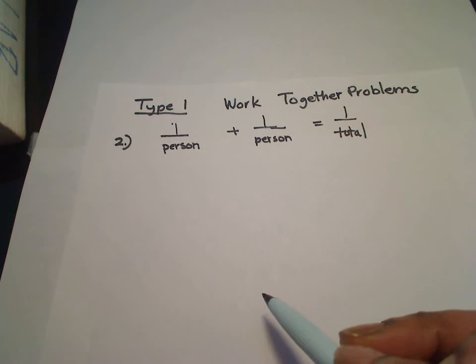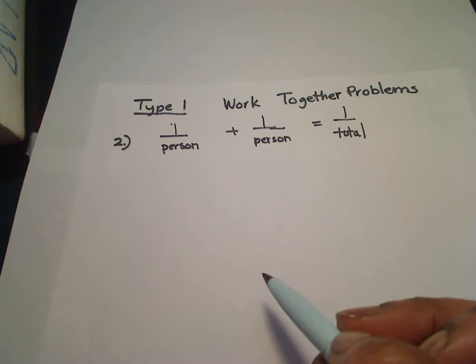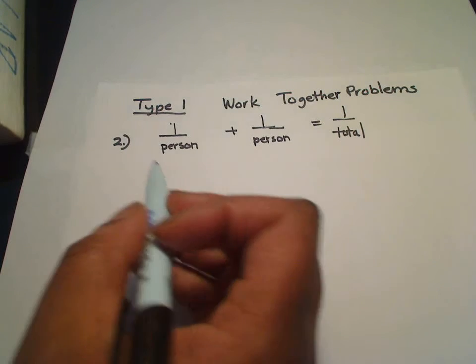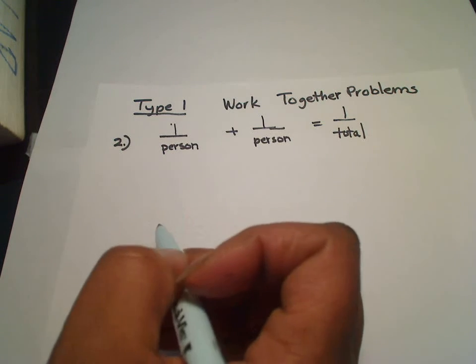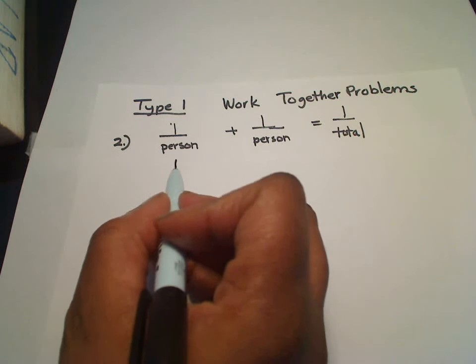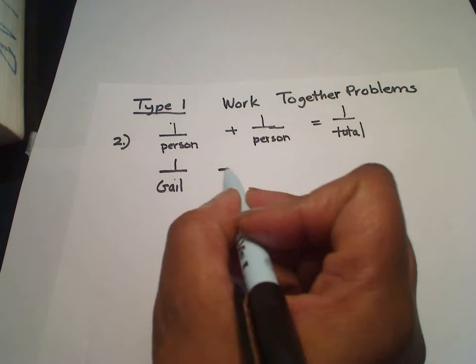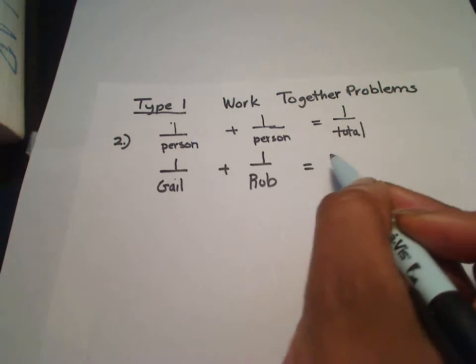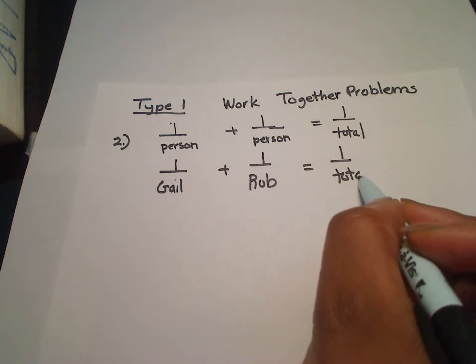This method is a little different than the one in your textbook, but I have found it a lot easier for students to understand the process. So if you look at the very first one on page 497, problem number 2, they talk about Gail and Rob. So I'm going to put 1 over Gail plus 1 over Rob, and we'll talk about 1 over how long it would take them working together.